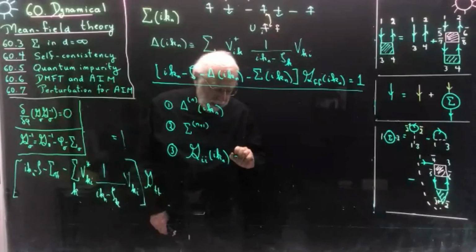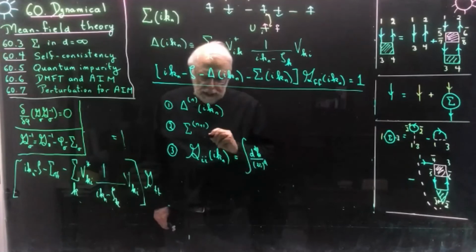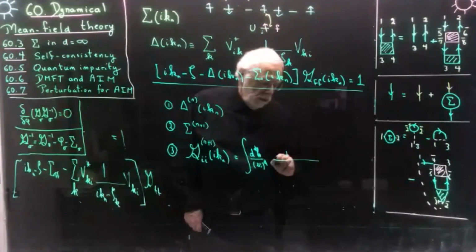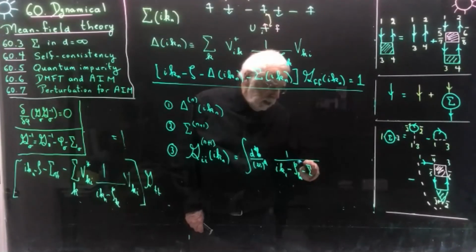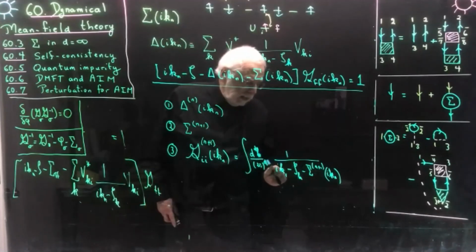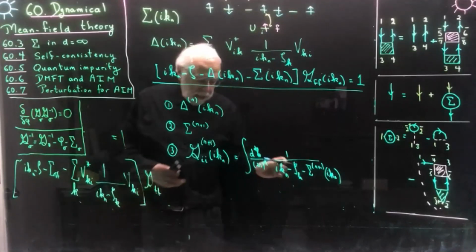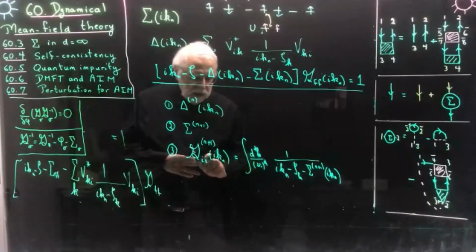So G_ii of iKn is equal to the integral d^dk over (2 pi)^d, and that's at step n+1, times 1 over iKn minus zeta_k minus sigma at step n+1 of iKn. You see, I was able to compute this, so I put it there, and then this is the lattice. I'm back to dynamical mean field theory now.